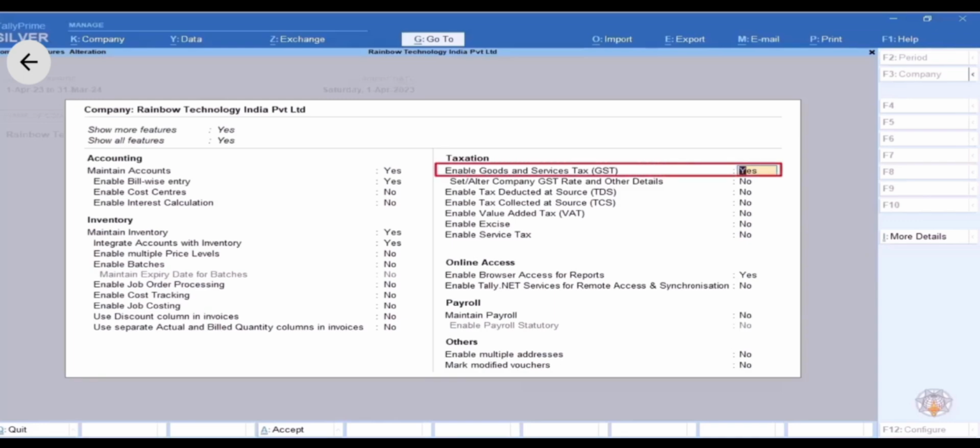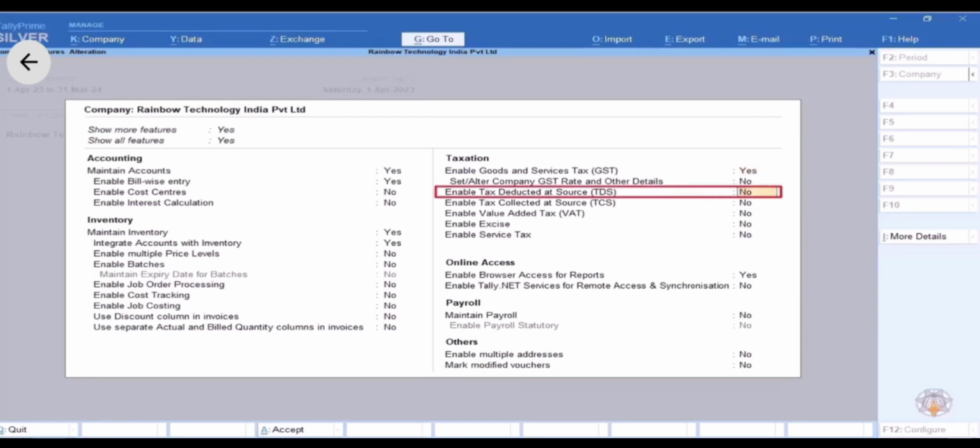First option as Enable Goods and Services Tax, that is GST. GST was implemented in India as a new type of indirect tax from 1st July 2017, which covers almost every business industry. If the business is GST compliant registered in it, then to manage it in Tally data, Goods and Services Tax feature has to be activated. And along with this, the GST compliance details of the business have to be updated by activating Set Alter Company GST rates and other details.